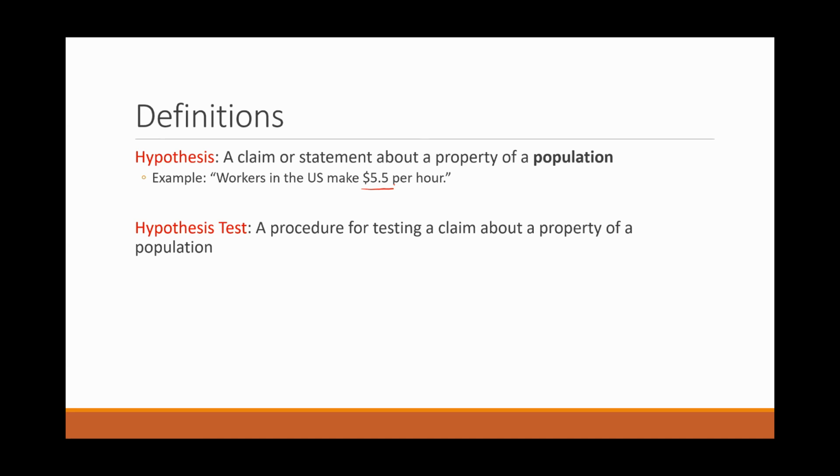I'm connecting it to that data set. And so for that data set, we're going to state a hypothesis, a claim. We're going to make a claim about what is true for the whole population. We're going to say that workers in the United States make $5.5 per hour. Now, of course, we might want to say on average here, so let's just add on average. Okay, so we're making a claim, a statement about what's true. We're saying that the population average wage is 5.5. We're going to make that assertion.